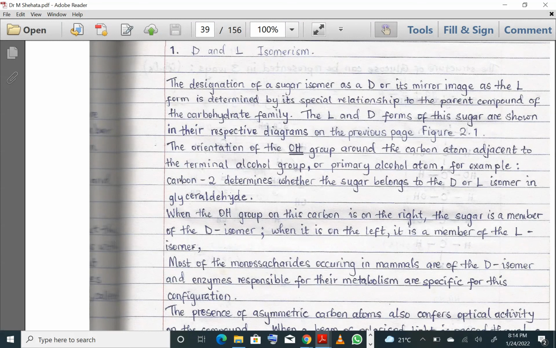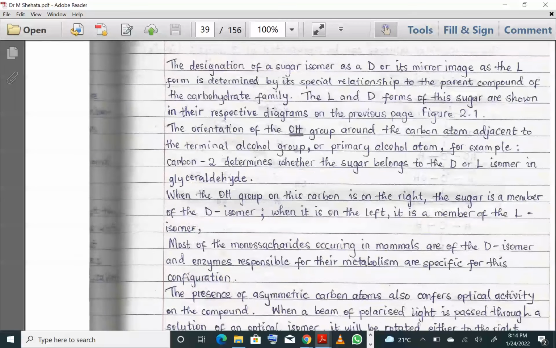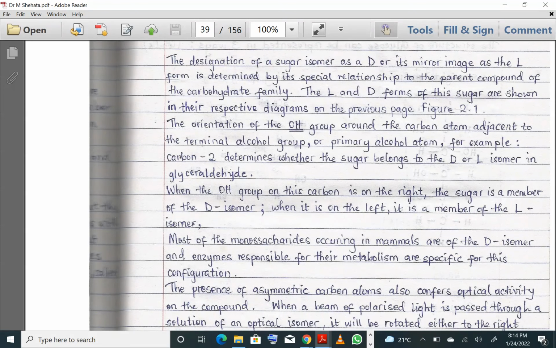That's very, very important, because like the other example I gave earlier on, it can tell you that the D isomer is the one that's important for the medicine. As you will see later on, most of the monosaccharides that we have as mammals are of the D isomer, and the enzymes responsible for their breaking down, for their metabolism, are also specific to the D isomer. So that's what I explained a short while ago about why these things are important.